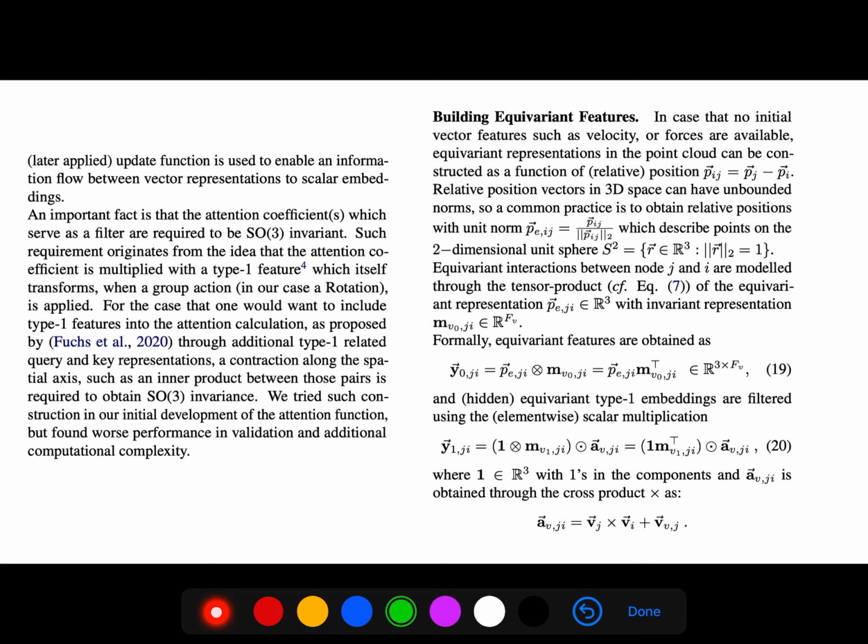So in case that no initial vectors such as velocity or forces are available, equivariant representations in the point cloud can be constructed as a function of position. Formally, equivariant features are obtained, and hidden equivariant type 1 embeddings are filtered using scalar multiplication.